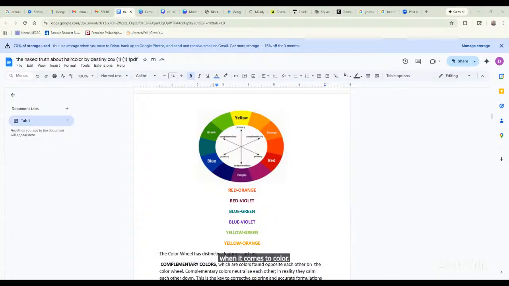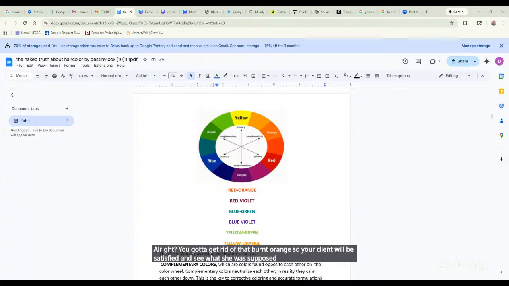You will always look at the bottom line. Even though this is our formula, our eyes never play tricks on us. The client knows what they want. So you may do the formula, but you didn't give the client what they wanted to see. They wanted to see that light blonde, and you can't see that light blonde with all that orange. The only thing the client was going to see was burnt orange. You've got to get rid of that burnt orange so your client will be satisfied and see what she was supposed to see. Then she recommends you, she comes back, she speaks well of you.